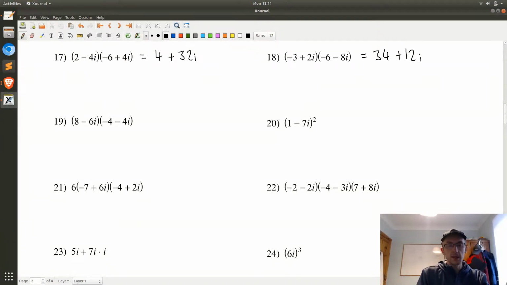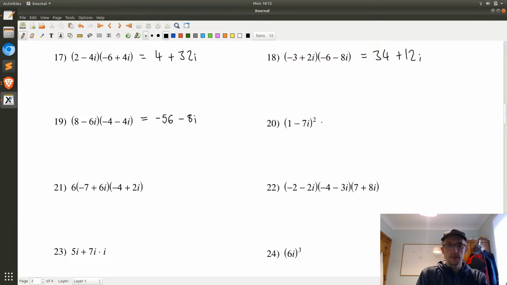Next, 8 take 6i all times, -4 take 4i. Real part first. -32 add 24, -32 take 24 rather, is -56. Then 24 take 32 is -8i.